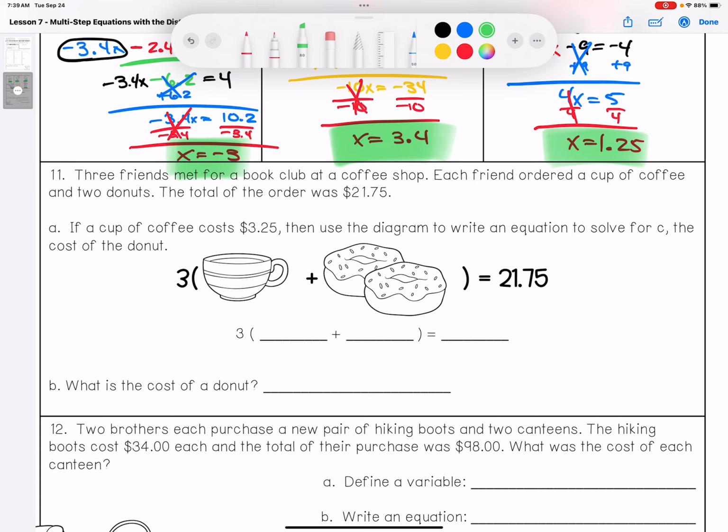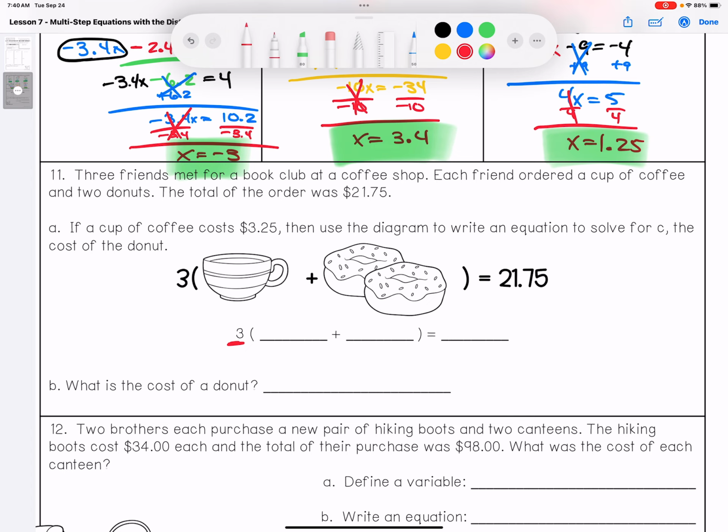So we know that each friend, there's how many of them? There are 3 friends. That's where the 3 comes from in red. There are 3 friends, and each one of them ordered the same thing. Okay? They all ordered a cup of coffee and 2 donuts. That's why it's 3 times all of that together, because that's what each ordered.